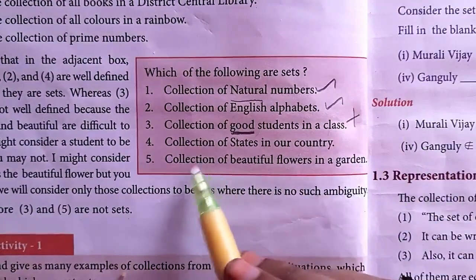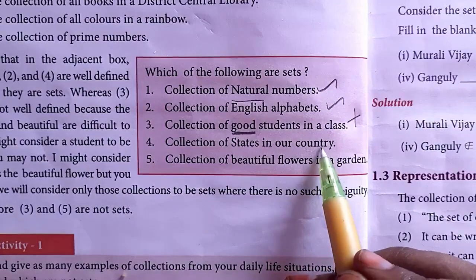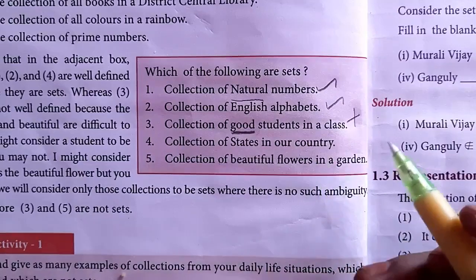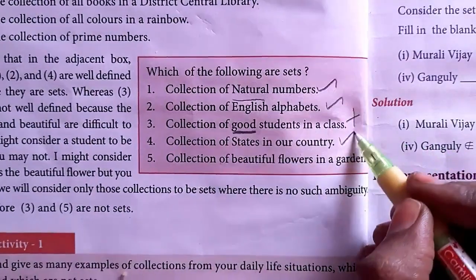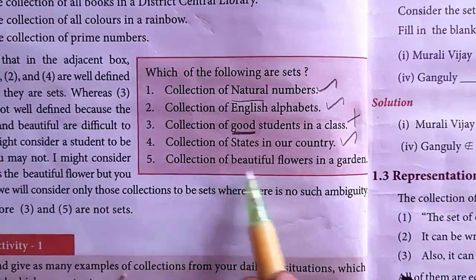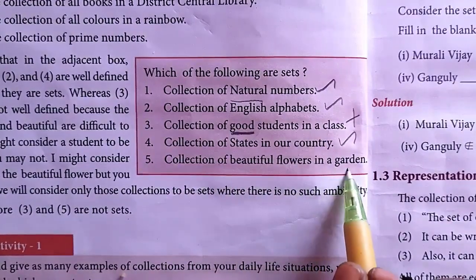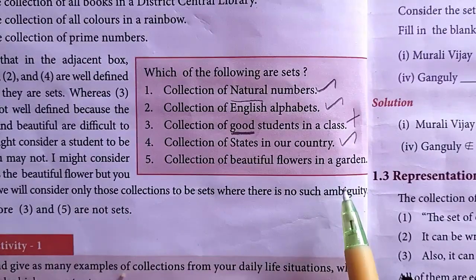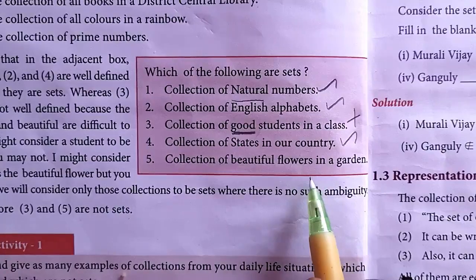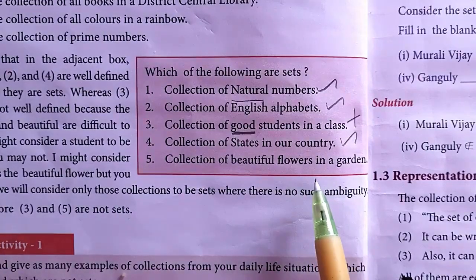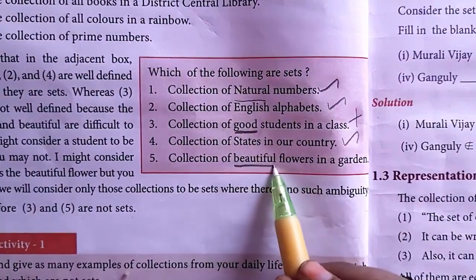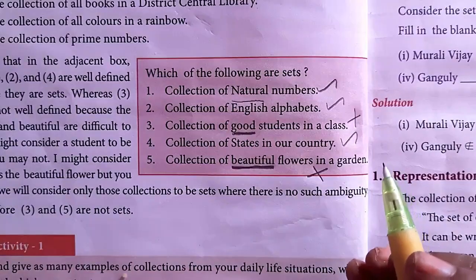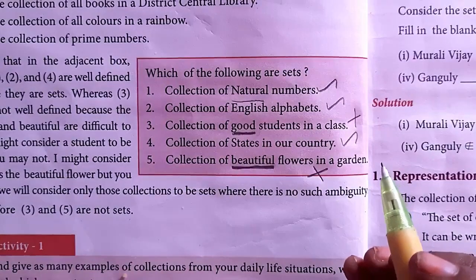Clear now? Now, collection of states in our country. You know how many states are there in our country? 29 states. So we can name the states. So definitely it is a set. Last one, collection of beautiful flowers in a garden. Today a flower may be beautiful, but tomorrow, the day after tomorrow, what is the condition of the flower? Can you say a flower will always be beautiful? No, we cannot measure this beautiful. So it is not a set. Like that you can identify what is a set. Are you clear now?